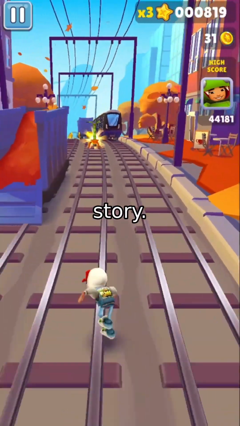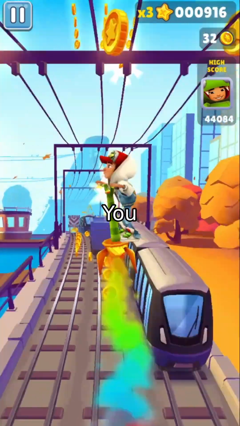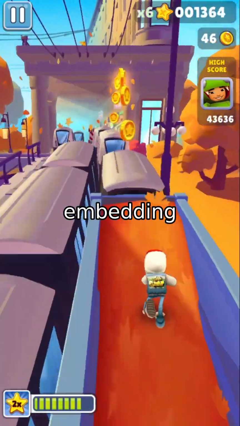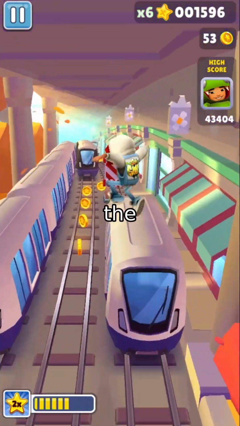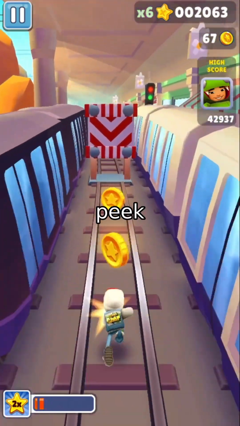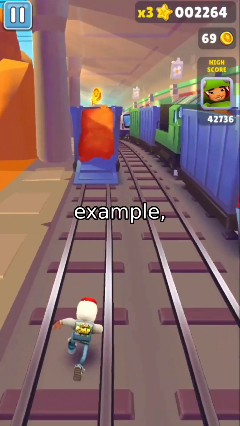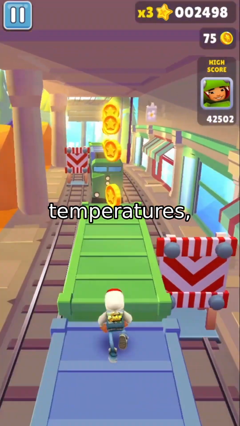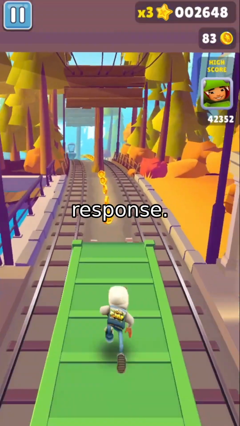Imagine you're writing a story. You don't just start typing randomly. You probably have a rough idea of the plot, characters, or tone. That's what a prefix embedding is, a little roadmap that guides the AI model before it starts generating text. Think of it like giving the model a sneak peek of what you're looking for. For example, if you want a sentence about climate change, you might feed it a prefix like "the impact of rising temperatures," and the model uses that to shape its response.